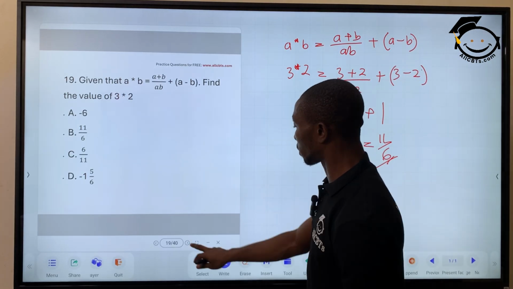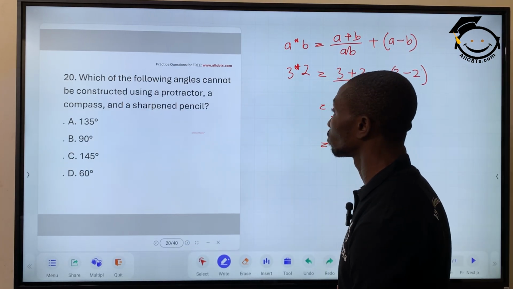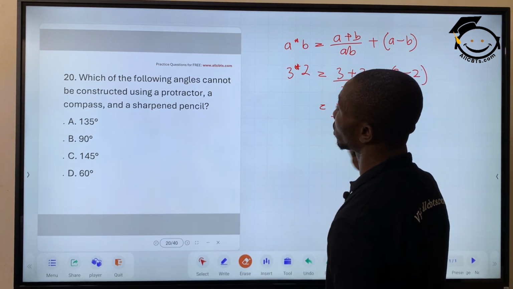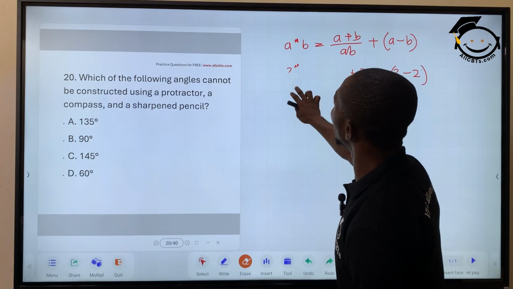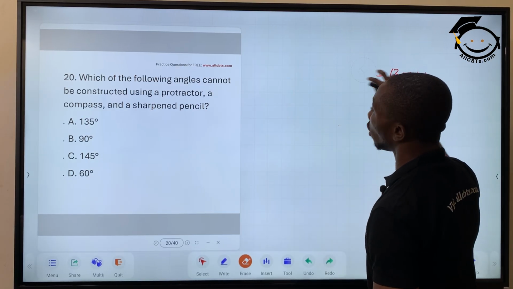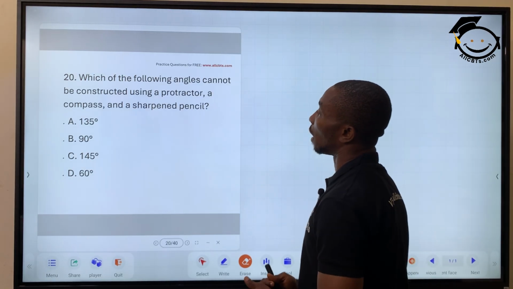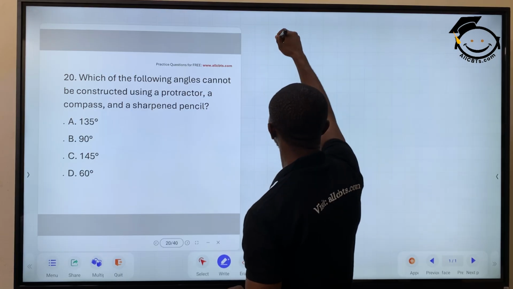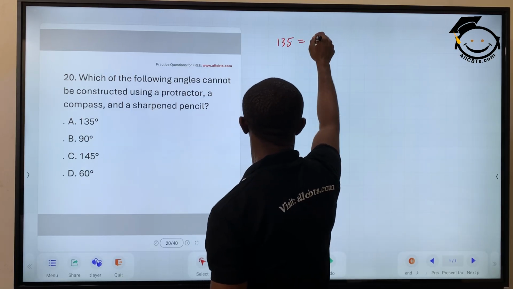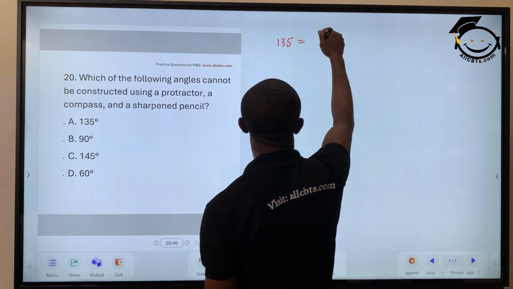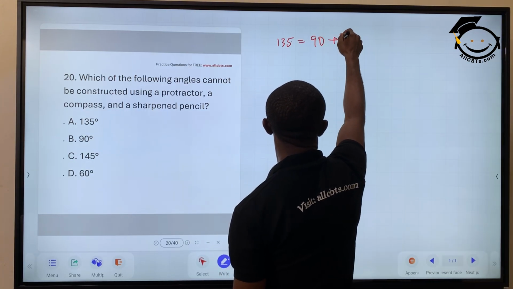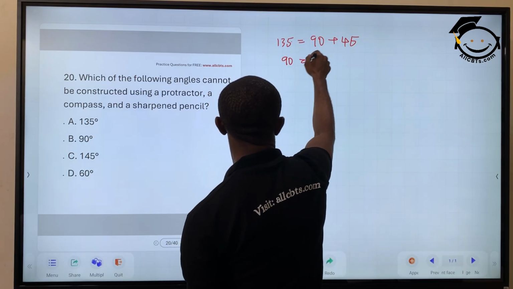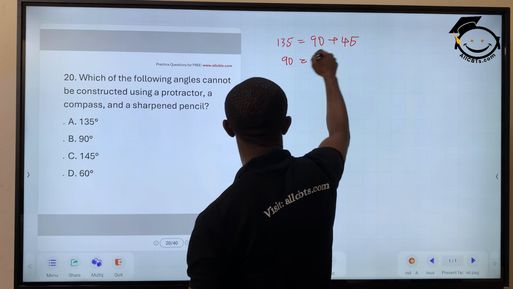Okay, and the next question says, which of the following angles cannot be constructed using a protractor, a compass, and a sharpened pencil? Now 135 is a combination of 90 plus 45 degrees. 90 degrees is 90 degrees, that's 45 degrees.